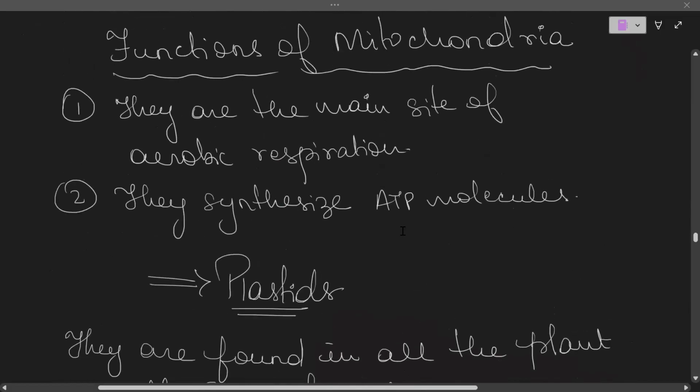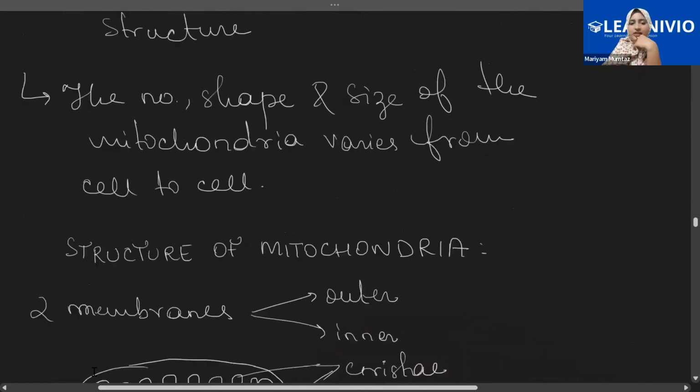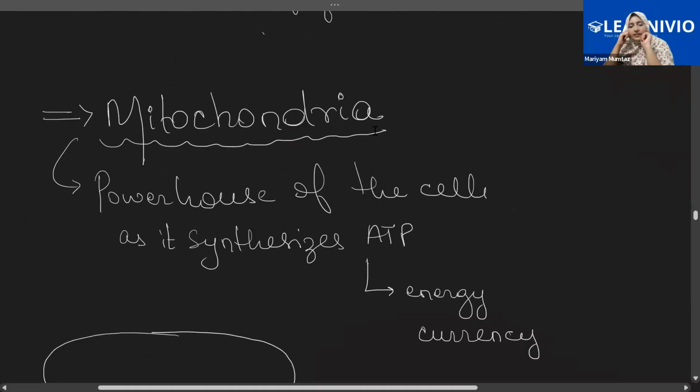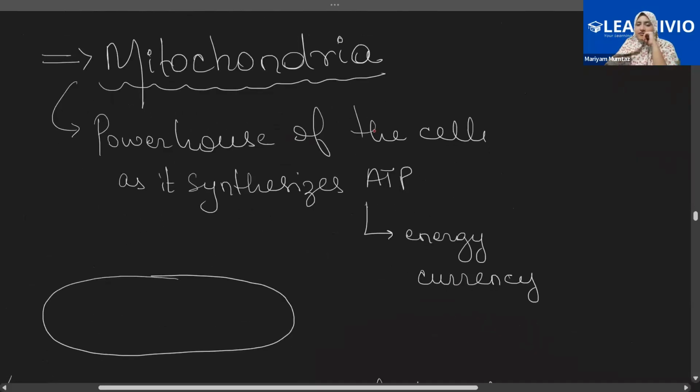All right, so talking about the mitochondria, it is the powerhouse of the cell. We all know that. And the reason why it is called the powerhouse of the cell is because it is responsible for the synthesis of ATP. ATP stands for adenosine triphosphate.